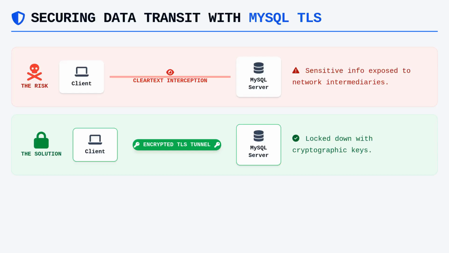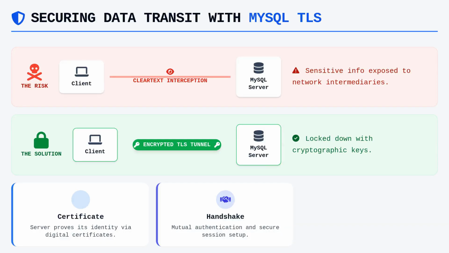When you configure MySQL for SSL, the server generates or utilizes existing certificate files to establish a handshake with the client. This handshake ensures that the communication is both authenticated and encrypted, preventing man-in-the-middle attacks that could otherwise compromise the integrity of your production environment.